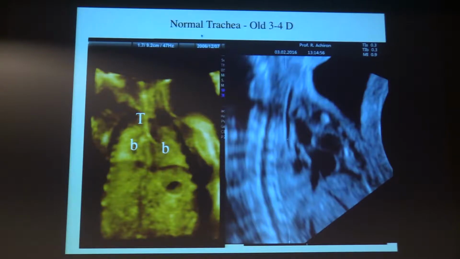You can see the normal trachea, what we call in 3D, 4D. This is the anterior view of the X-ray model of the 3D. You can see here this is the trachea, and here are the bronchi. And in the sagittal plane, you can see the trachea in black. The trachea is black in utero because it is full of fluid, the amniotic fluid.